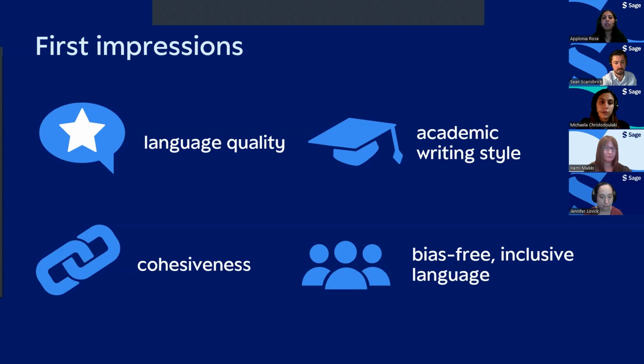The reviewer is not expected to copy edit or proofread the manuscript, but general comments on language quality would be appreciated by the editor. If the reviewer faces issues that make the article difficult to read, please let the editor know. Secondly, assess if the authors used an academic writing style and whether the sentences are simple enough for readers to understand.